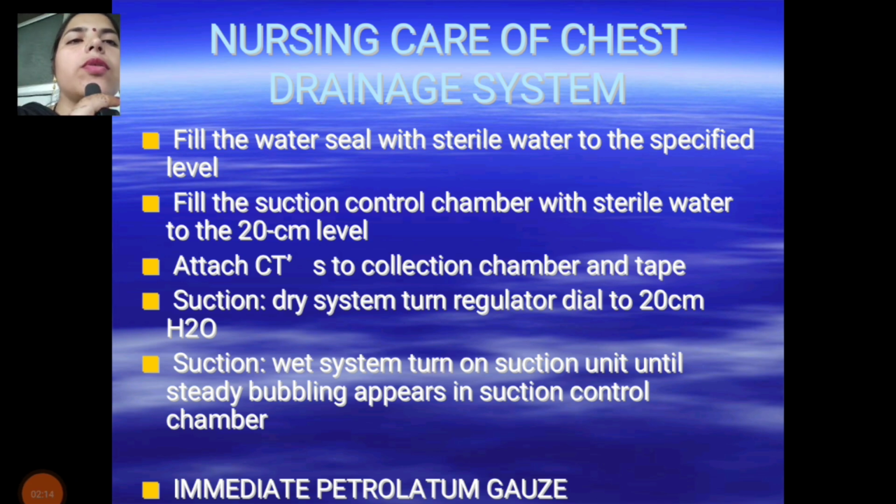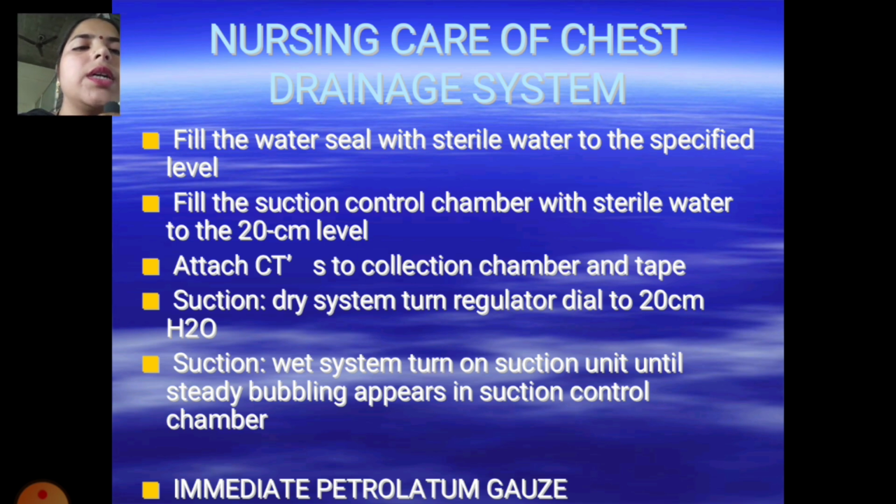Next is the nursing care of the chest drainage system. Fill the water seal with sterile water to the specified level. Fill the suction control chamber with sterile water to the 20 centimeter level. Attach the chest tube to the collection chamber and tape the connections. Dry system: turn the regulator dial to 20 centimeters H2O suction. Wet system: turn on the suction until steady bubbling appears in the suction control chamber.